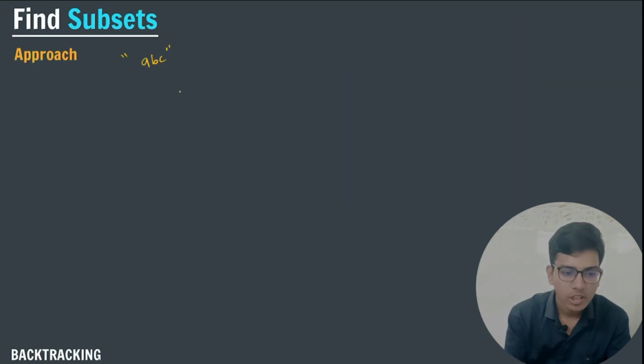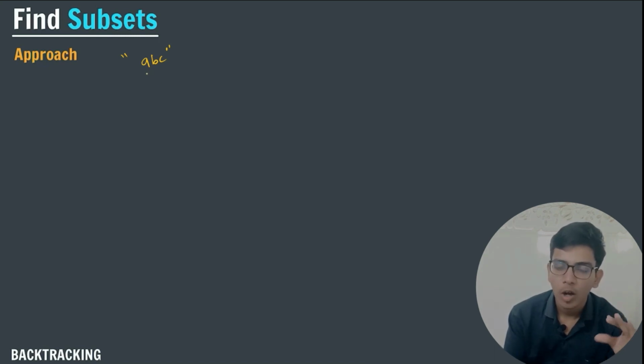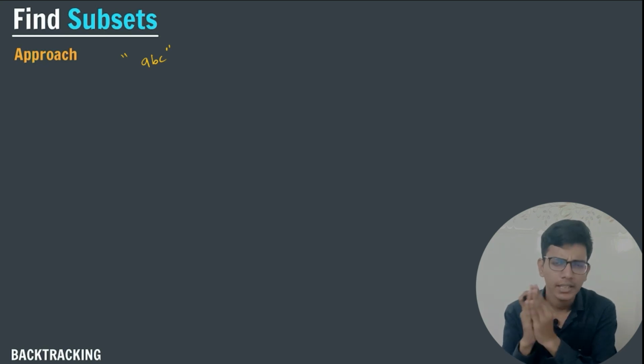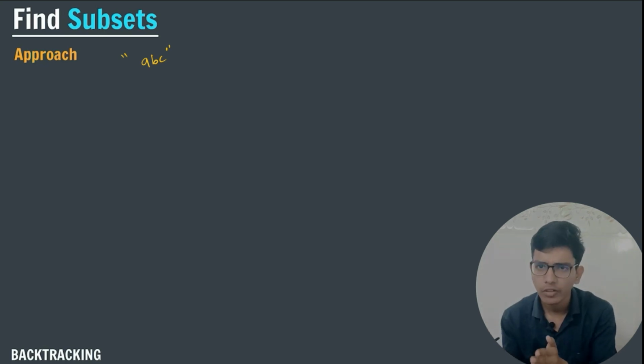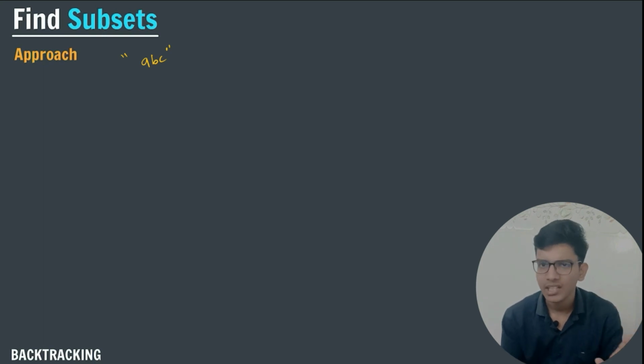So this is the given string, right? ABC. The basic logic here is that at every recursion point, each character has to make a choice. Either it can be a part of our subset, or it doesn't want to be a part of our subset. If it is a part of our subset, then we'll print that particular set. If it doesn't, then we won't print anything.